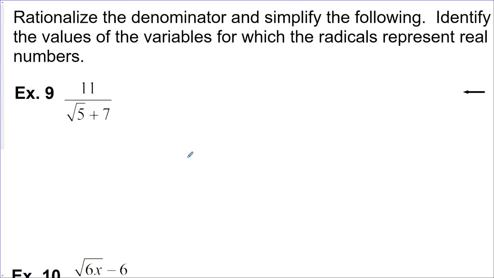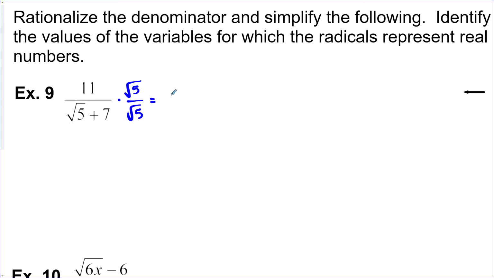For these examples, we want to rationalize, and if there's variables, record the restrictions on those variables. So for the first one, I'm going to try what we tried last time, and then I'm going to erase it because it won't work. What if we just multiplied by root 5 over root 5? I mean, that's what we did last time. This time we have a binomial. We have 2 terms down here in the denominator.